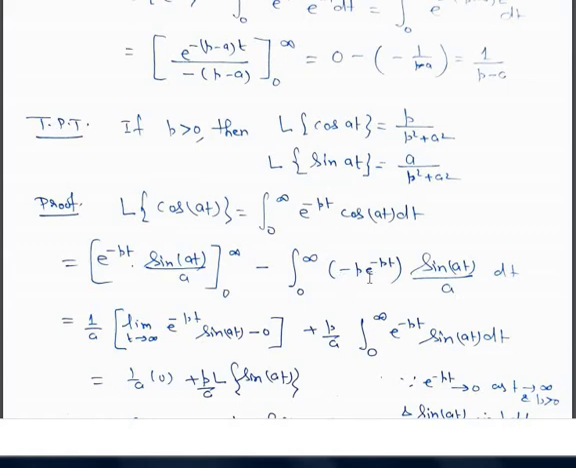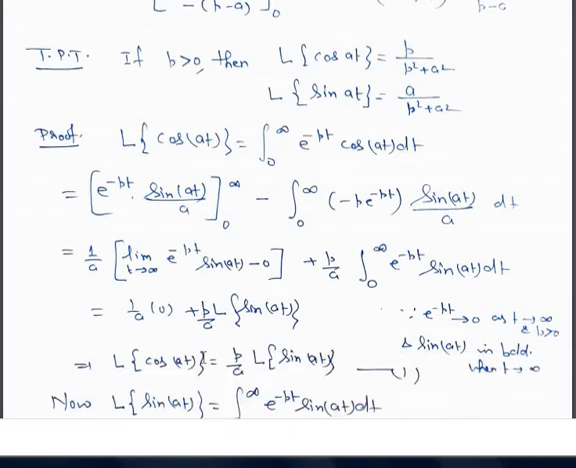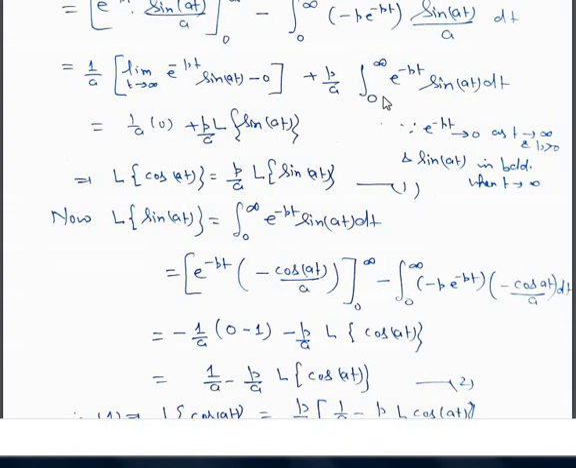The differential of this is minus p e to the power minus pt into integral of cos at, which is sin at upon a into pt, which is equal to 1 upon a limit t tending to infinity e to the power minus pt sin at minus, if you put limits of lower limit of t 0, so this is nothing, e to the power 0 is 1 and sin 0 is 0, so this is 0, plus p upon a, integral 0 to infinity e to the power minus pt sin at dt, which is equal to 1 upon a into 0, this is 0, plus p upon a, now what is this? This is nothing but L of sin at.